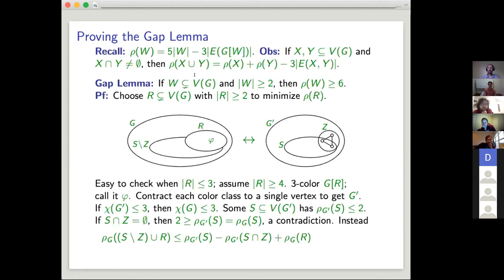Well, really we're using this observation a couple times. Think of applying it to S here, splitting S into S minus Z and S intersect Z, and then you've got S minus Z here and R here. Basically you start with rho in G prime of S, and you throw out the intersection with Z, so you subtract off rho of G prime S intersect Z. Then you put back in R in its place. Now that sort of looks almost too nice to be true. It seems really easy. So the thing you have to pay attention to is what's going on with the edges. What's going on with these edges here?